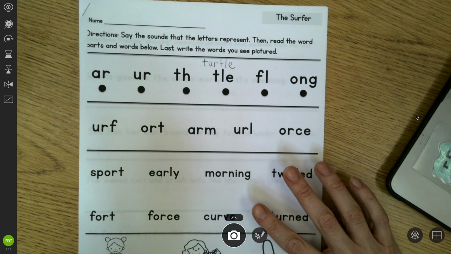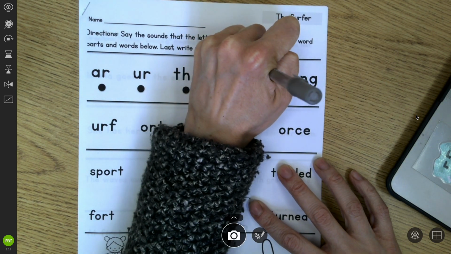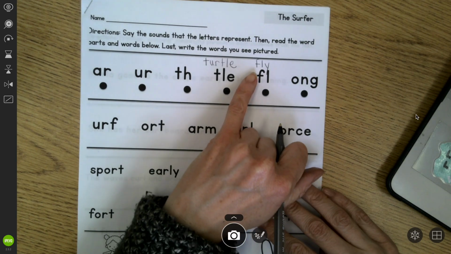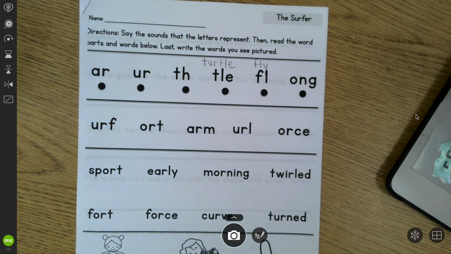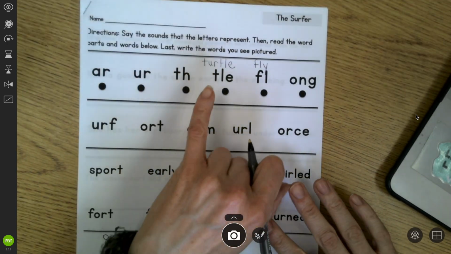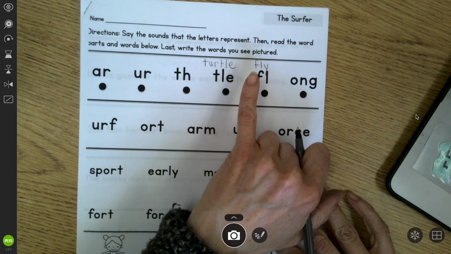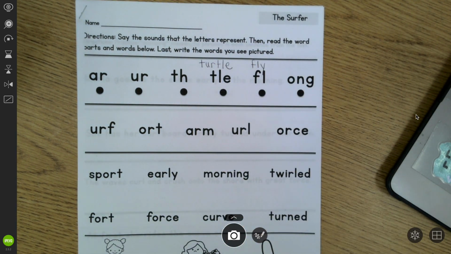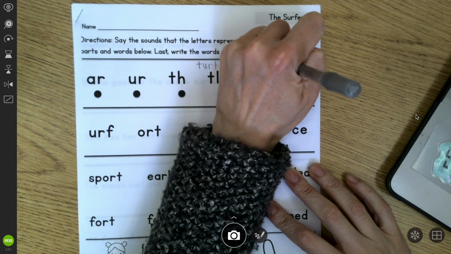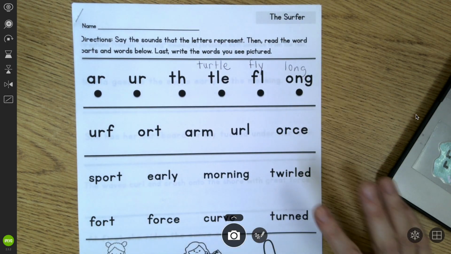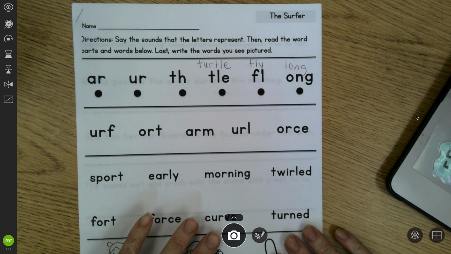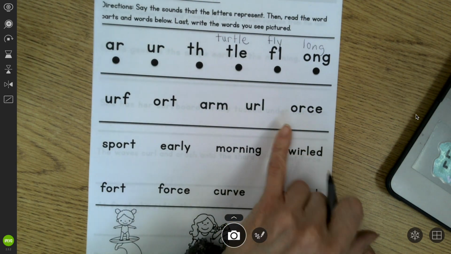Ooh, let's see if you know what this says. Fly. A turtle can't fly. Ooh, an O-N-G, that makes ong, like long or strong. Okay. All right, now let's go to these words.